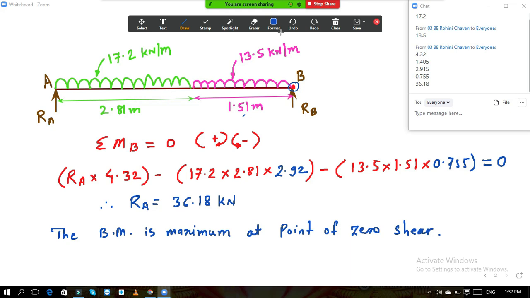So now here I will take the section. Suppose the section line is here. This is our section line. This is our section XX.